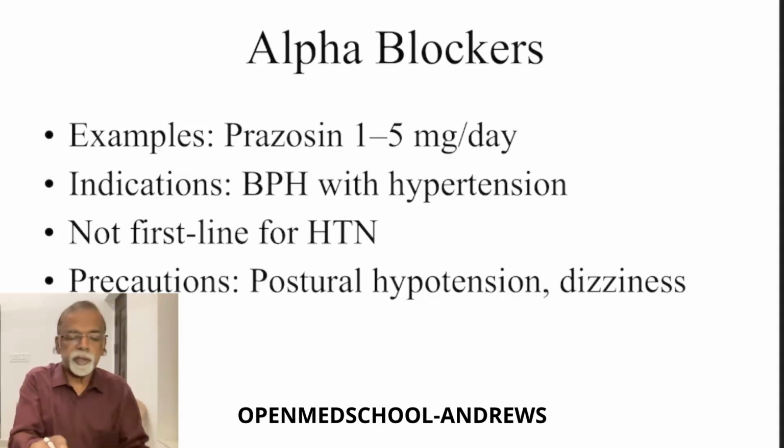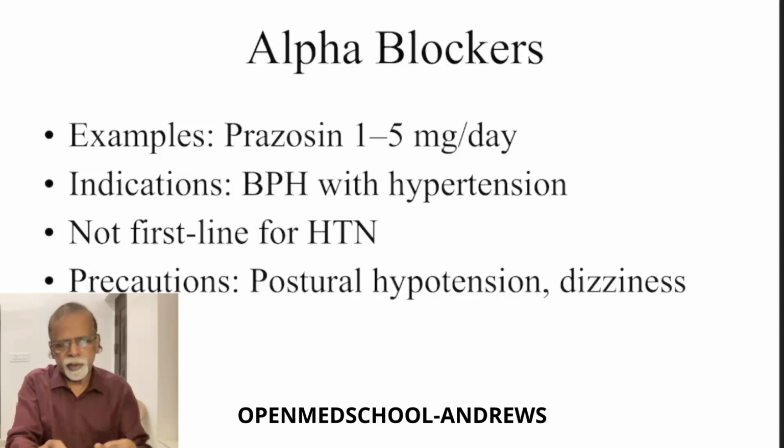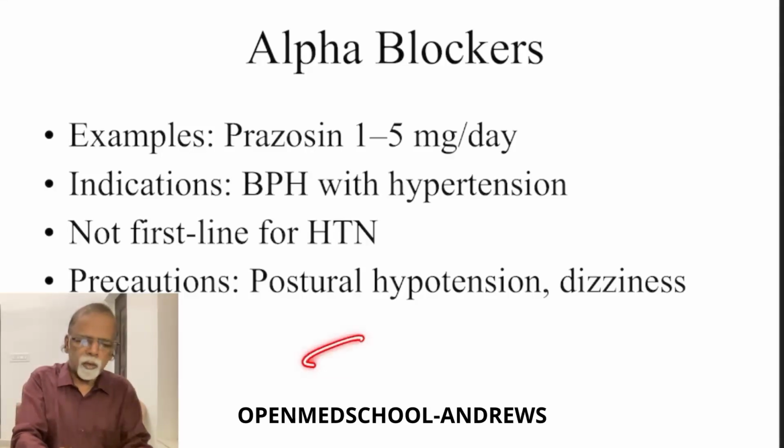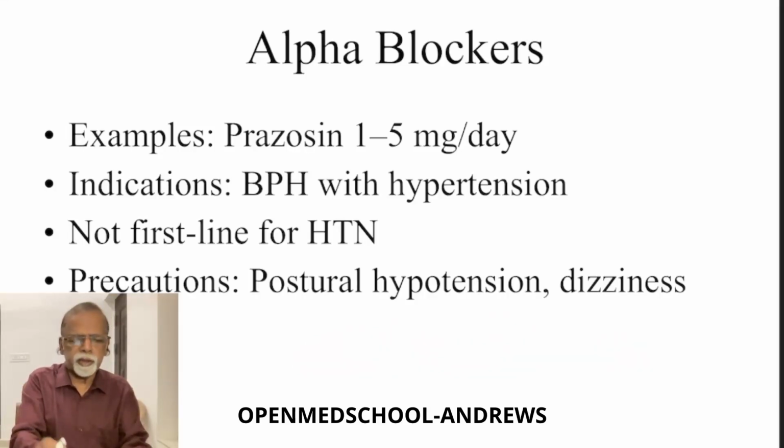Alpha blockers are sometimes given, for example prazosin 1 to 5 milligrams per day, especially when the patient has BPH, benign prostatic hypertrophy, with hypertension. They are not first line treatment for hypertension. They can produce postural hypotension and dizziness. So always make it a habit to check the standing blood pressure when somebody is on antihypertensives, especially alpha blockers. Then another drug is clonidine, especially in a patient with CKD whose BP is not getting controlled. You may start with clonidine.